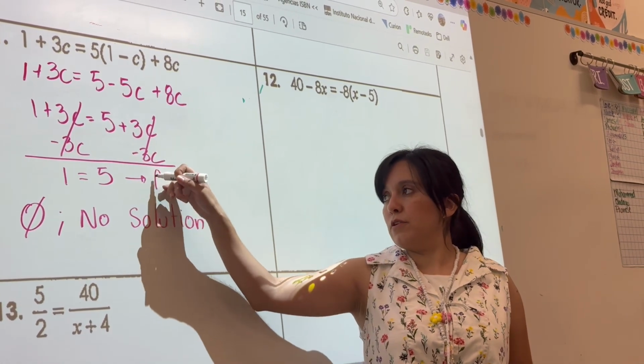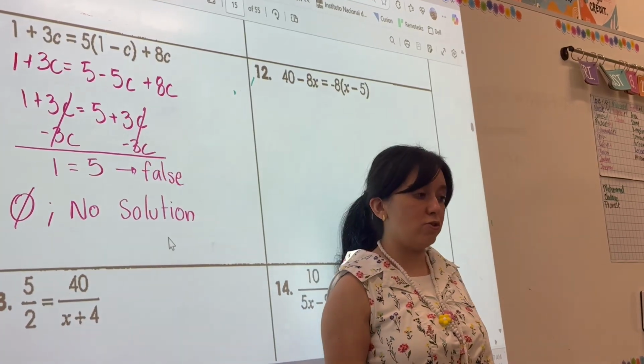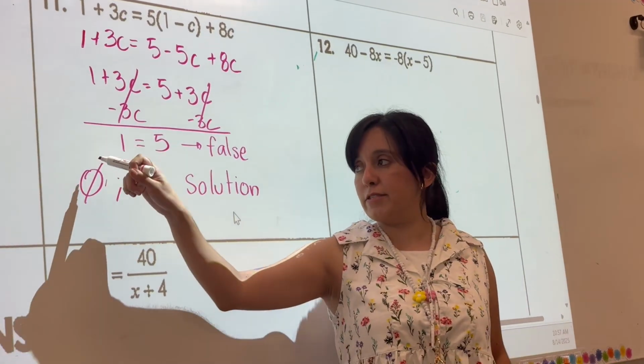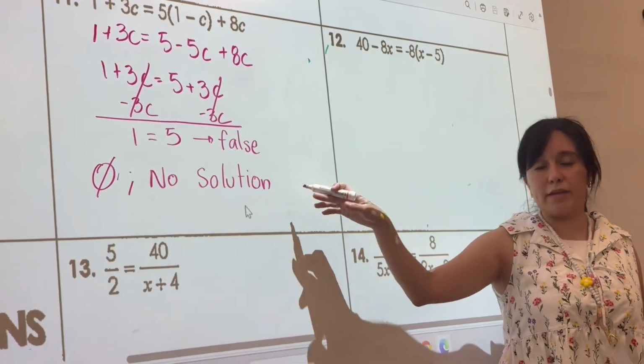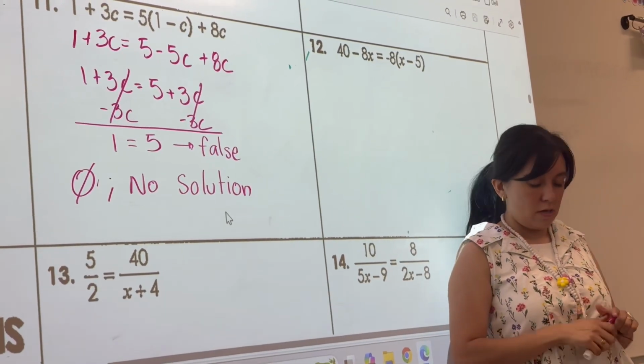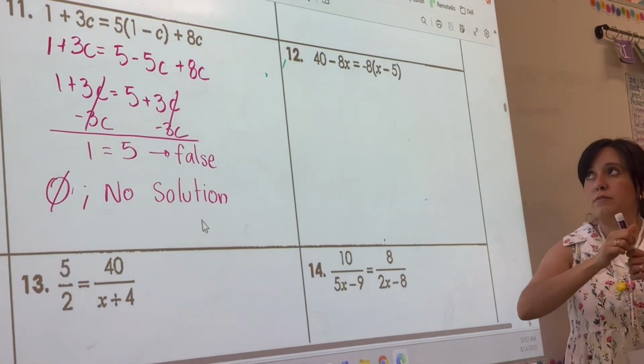As this is false, the equation has no solution. We can write it with that little circle with the dash line, a slash, or we can write no solution. Guys, anybody, any question? Let's check this one.